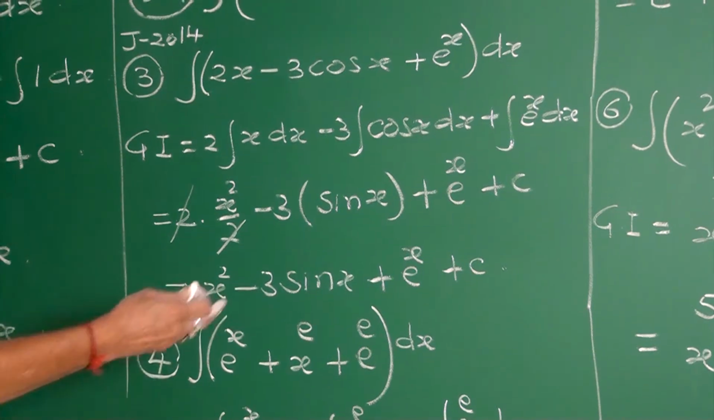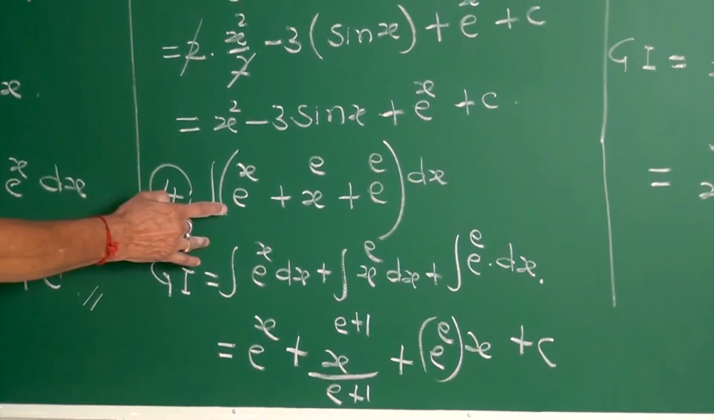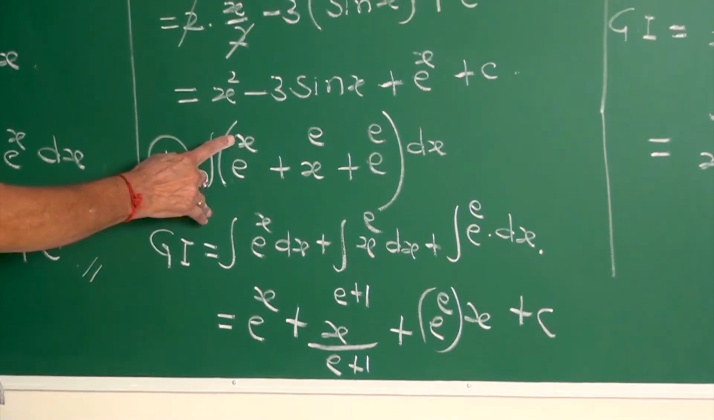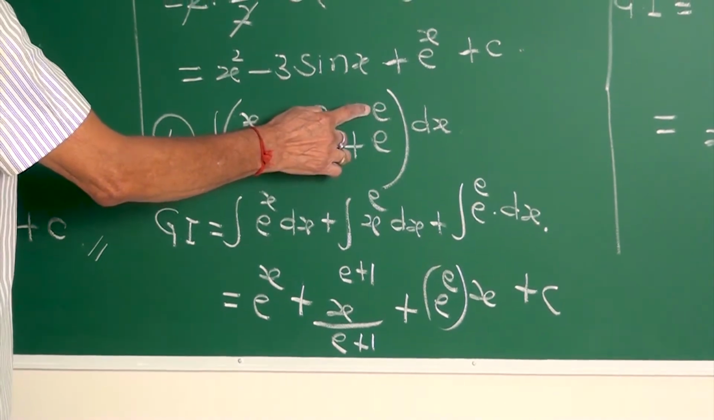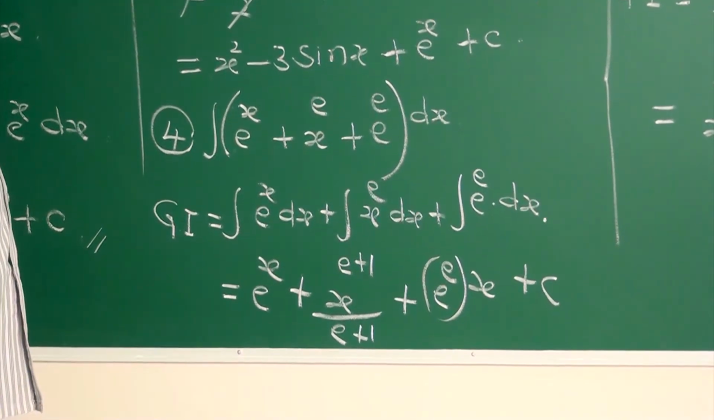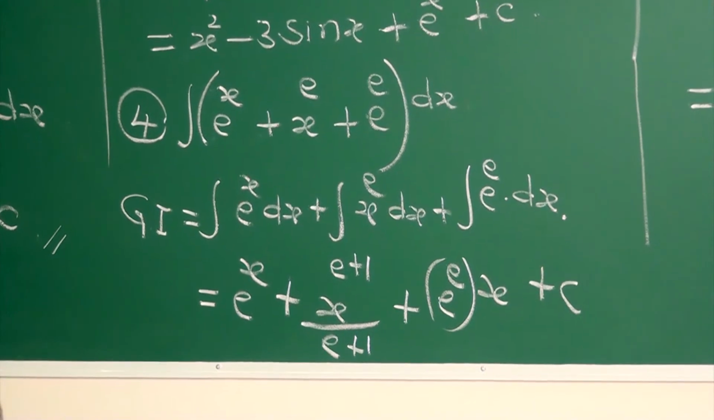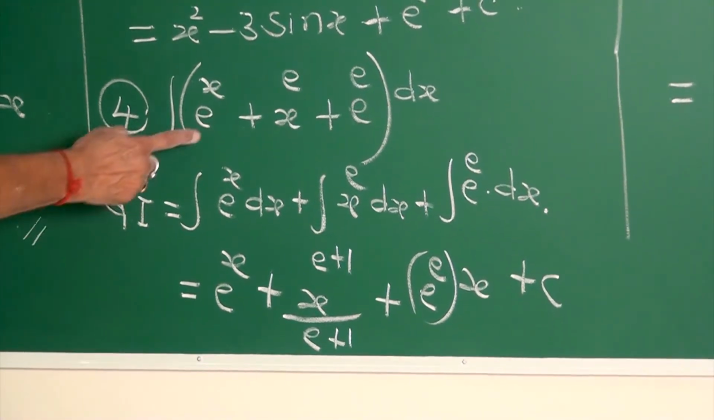Next, a fancy example. Evaluate e to the power x plus x to the power e plus e to the power e. They never give x to the power x squared. It is a lengthy one, one function to the power of a function. Yes, my friends.